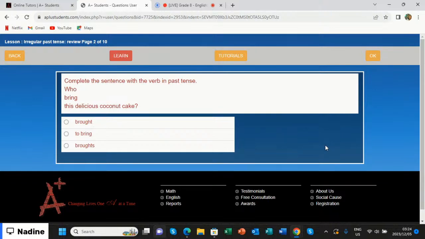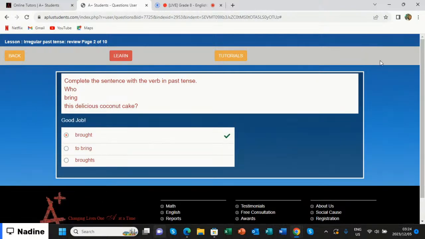So we need to complete the sentence with the verb in the past tense. All right, so if we select the verb in the past tense, then yes, we will say brought is correct. Because who brought this delicious coconut cake? Brought is the past tense of bring. So well done, brought is correct.